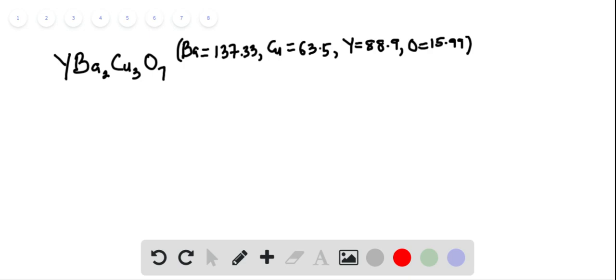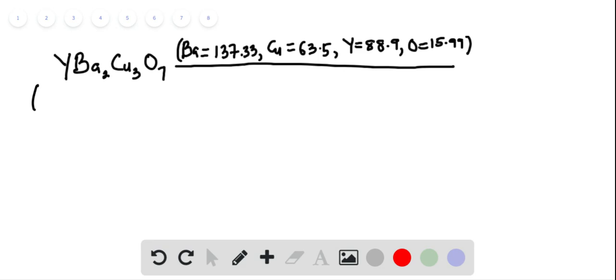In this question, we need to calculate the percent composition by mass of the material. To do that, we need to know the atomic masses of the atoms in the compound, and they are written out here. So we'll just go ahead and calculate the molar mass of this compound.